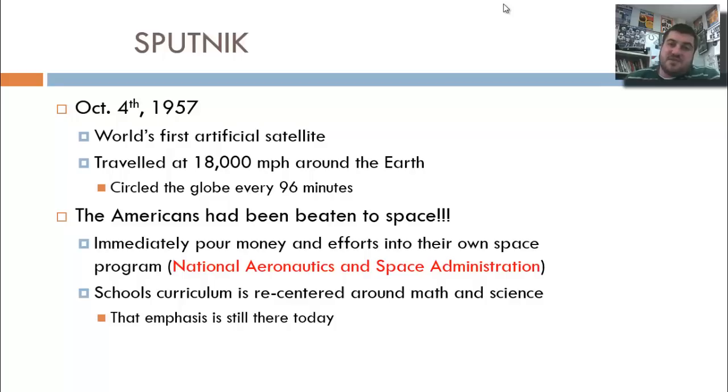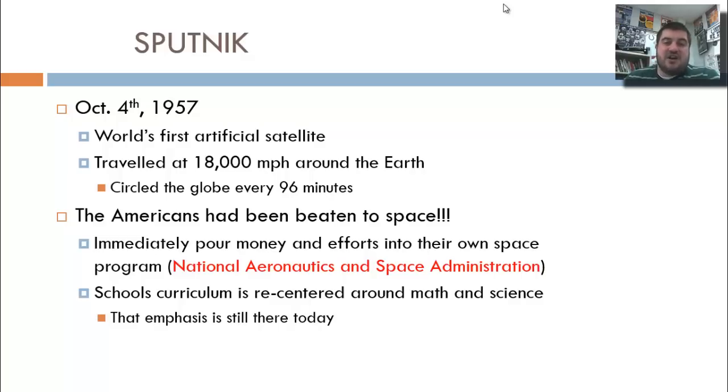And finally, this brings us to the space race, and the Soviets beat the Americans to space. They launched the first man-made satellite in 1957. It's the world's first artificial satellite, and it's called Sputnik. It travels the world at 18,000 miles per hour because of the Earth's rotation. It circles the globe every 96 minutes, and it's just a little steel ball. It's like a fancy radio antenna. That's all it was.